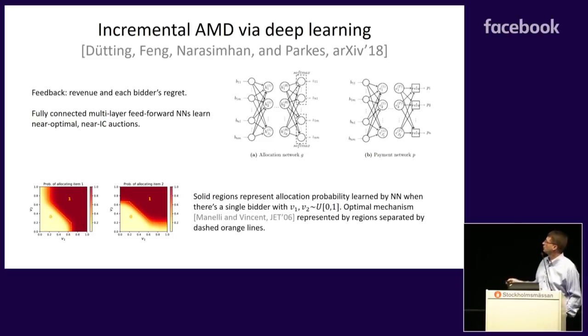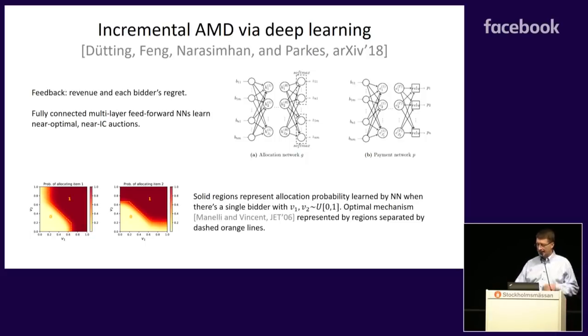There are other structures as well. So here we have the additive case where there's no complementarity or substitutability in the preferences. We have the bids for each player for each item as input, and then as output we have the allocation probabilities of the items to those bidders. We also have a payment network that takes the same input but has the payments of the different players as output.